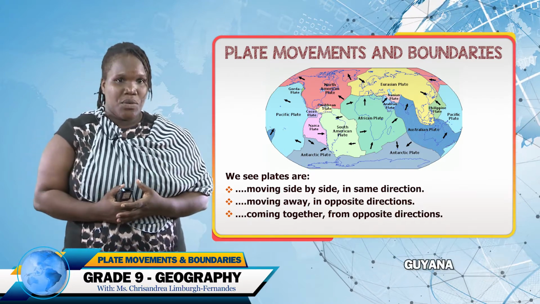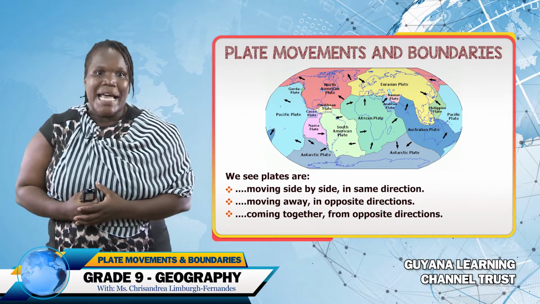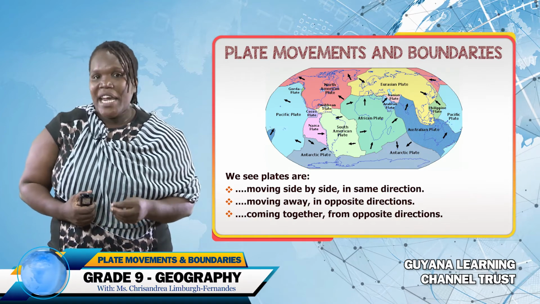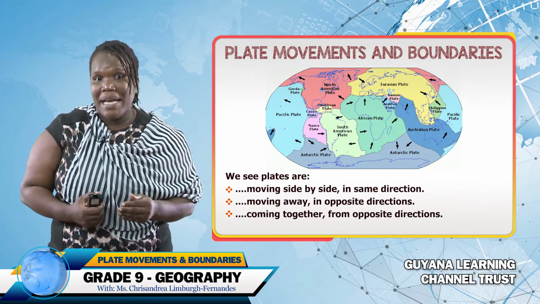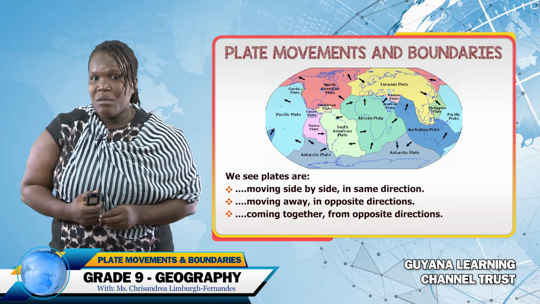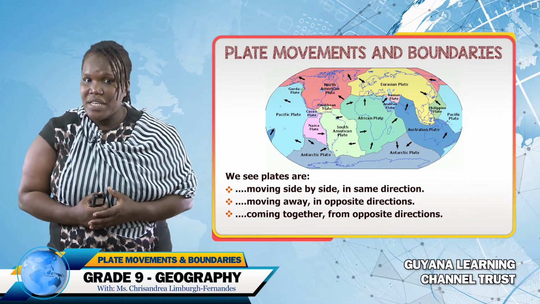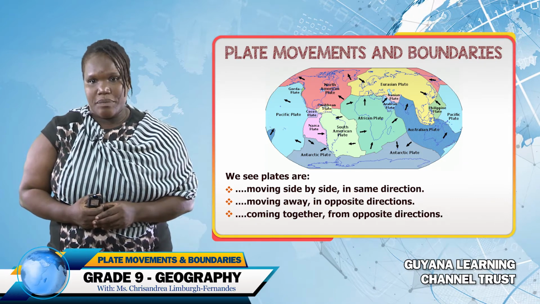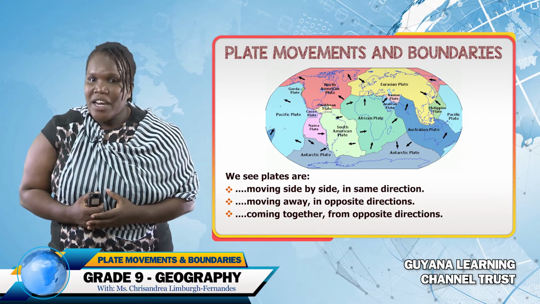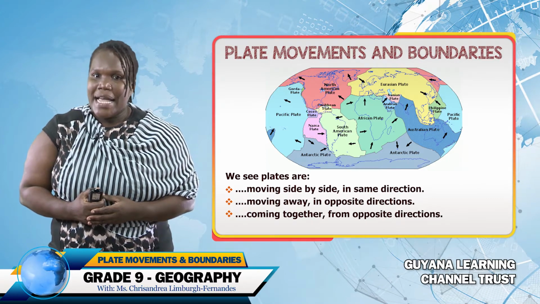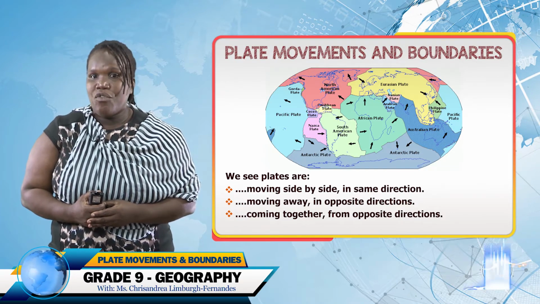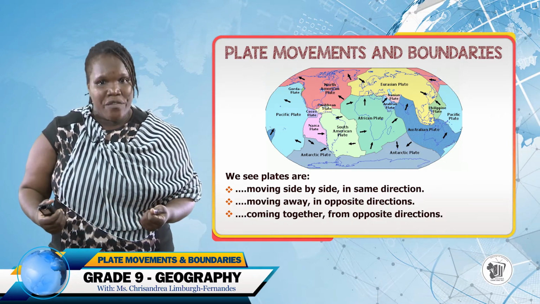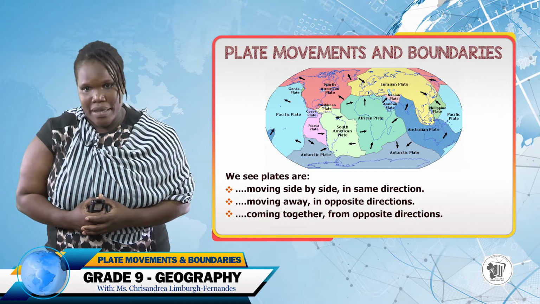In the diagram also, we can see arrows, and these arrows indicate the type of movement. Here we see plates are moving side by side in the same direction. Plates are moving away in opposite directions. Plates are coming together from opposite directions. Take a minute and carefully look at the arrows. Identify where they're moving. Are they moving alongside each other, away from each other, or are they moving together?